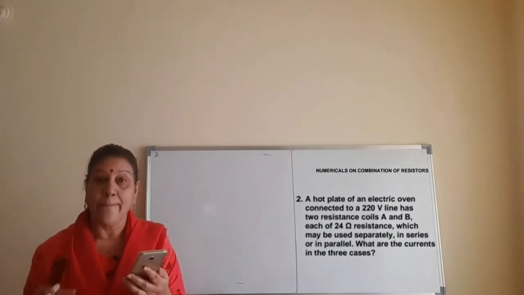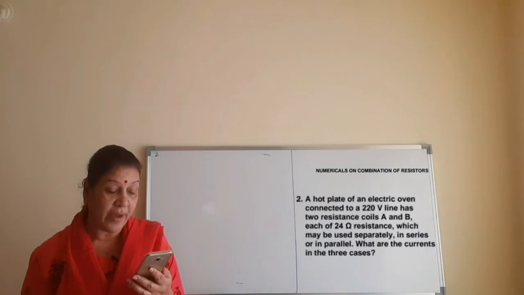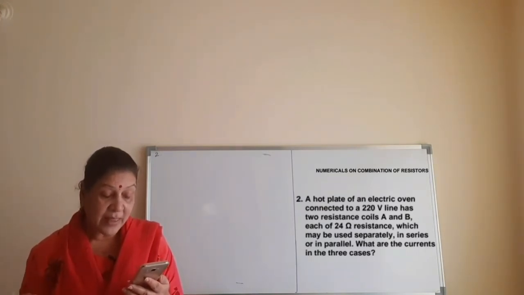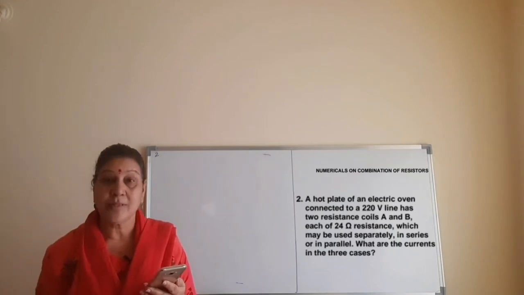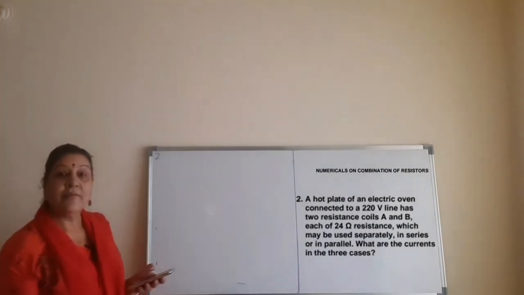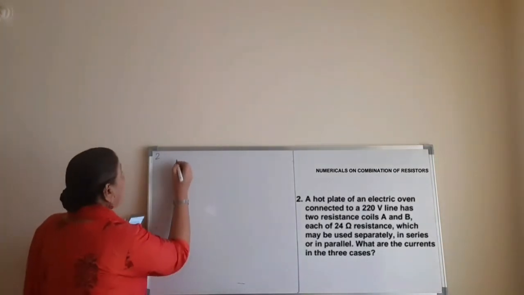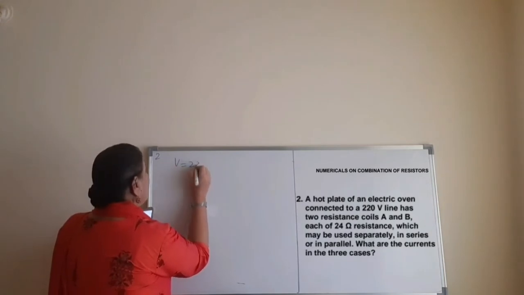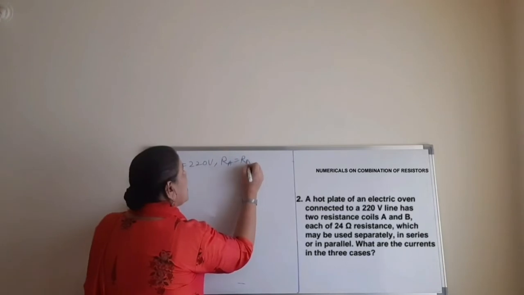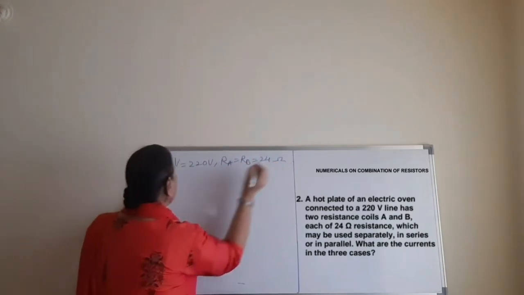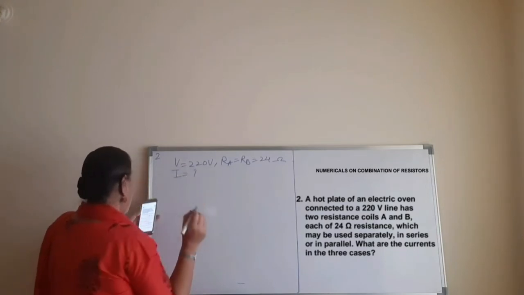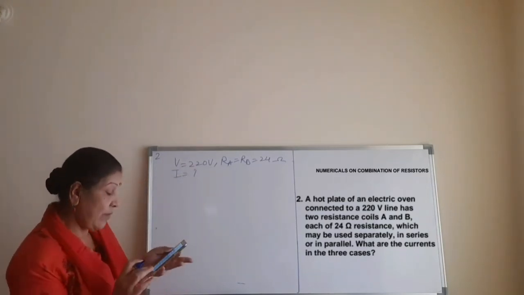So actually it's not like a combination, because we have to find first the independent resistor, that is separately, then in series, and then in parallel. So all three are used in that, but it's not a combination of resistors as such. So what all is given to you? V is equal to 220 volts and RA is equal to RB is equal to 24 ohms. What are the currents in these three cases? So you have to find I. In these three cases means separately you have to find.